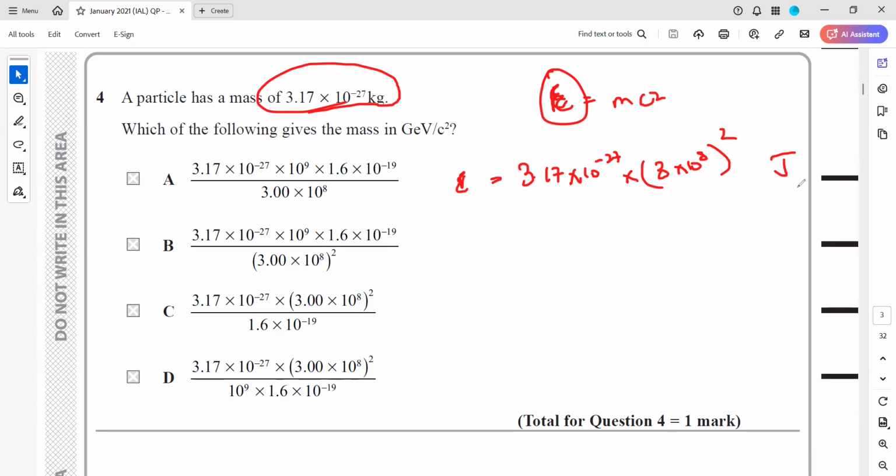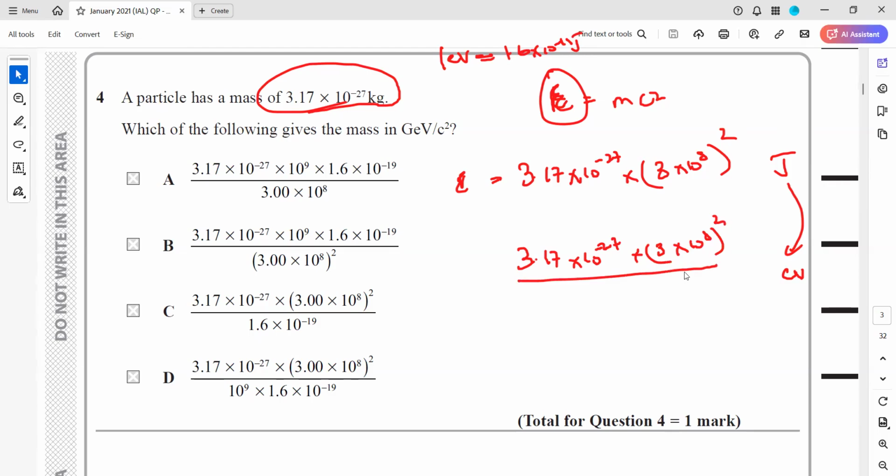Joules we have to convert into electron volt. 1 electron volt is equivalent to 1.6 times 10 to the power minus 19 joules. So to convert joules into electron volt, we'll divide. So this will be 3.17 times 10 to the power minus 27, times 3 times 10 to the power 8 squared, divided by 1.6 times 10 to the power minus 19. This means your answer is in electron volt. Then electron volt to giga electron volt gives us the energy.